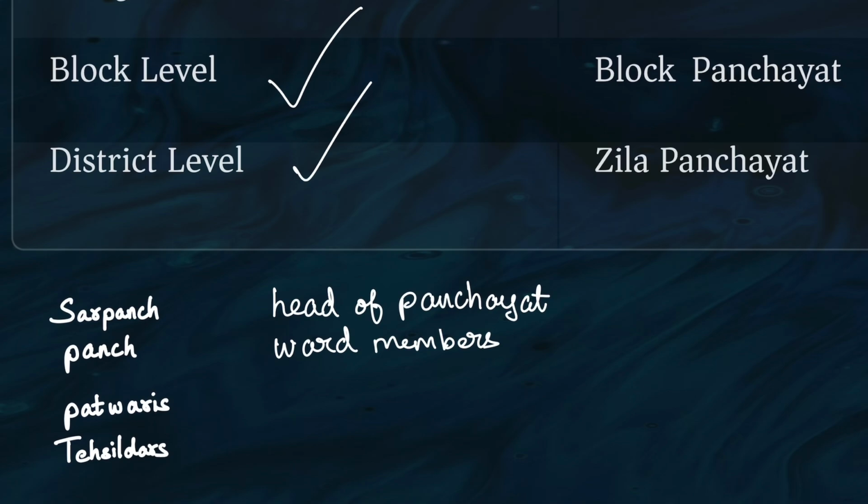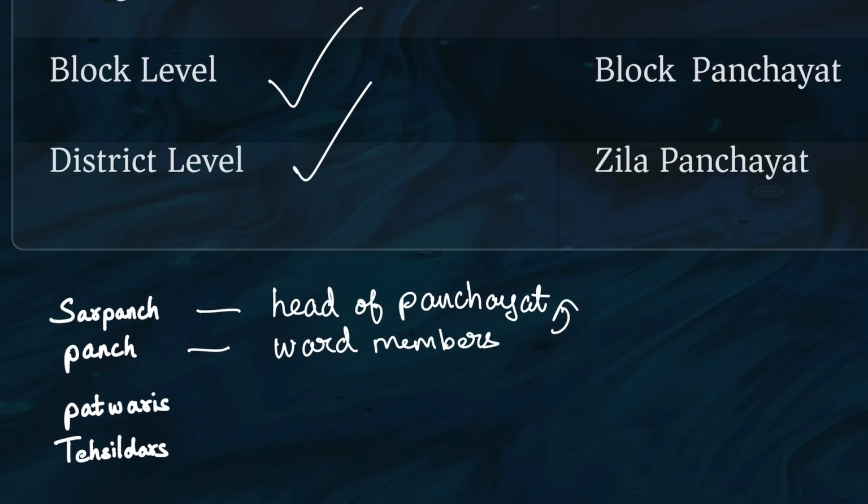So the Sarpanch is the head of the panchayat, that is the panchayat president, and the Panch are the ward members. And one more thing: people elect the Panch, the ward members, and the ward members elect the panchayati president.